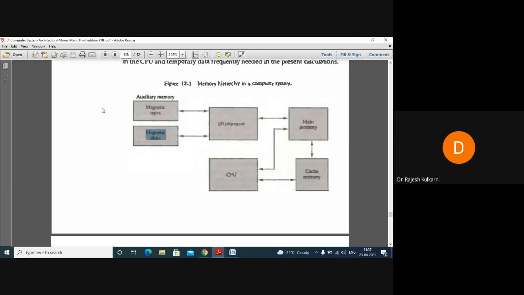The other thing is cost. If you compare the cost, the cheapest is hard disk in this line, then the RAM, then the cache, and then the register. It means what is the costliest? Register, then cache is costlier, then main memory, then comes magnetic disk.